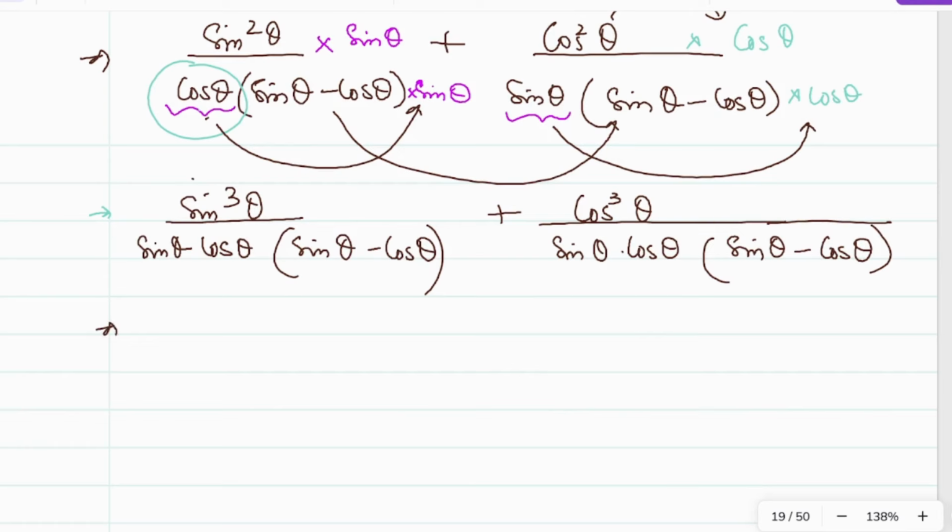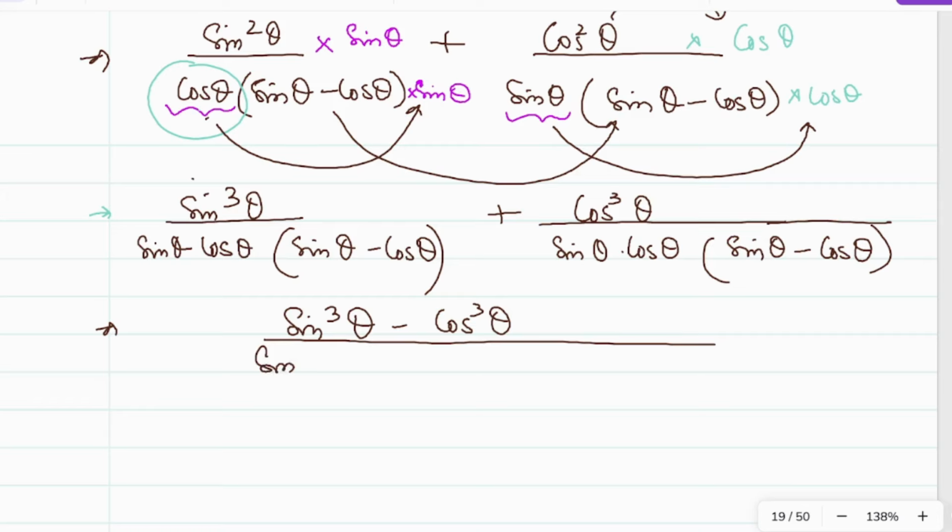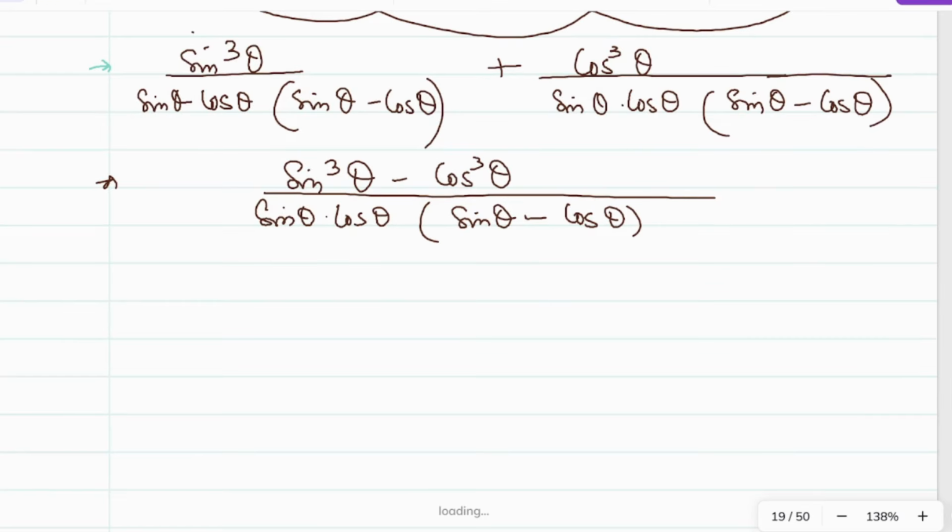So now I can rewrite this again. Now my denominator became the same. That is sin cube theta minus cos cube theta, the whole divided by sin theta cos theta into sin theta minus cos theta. Clear? What is a cube minus b cube? This is of the form what?